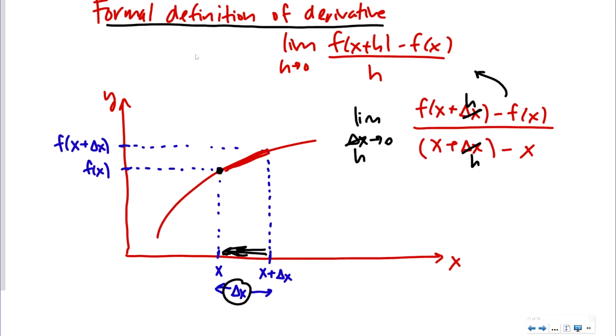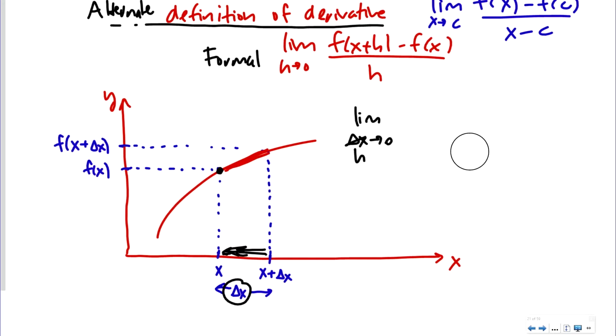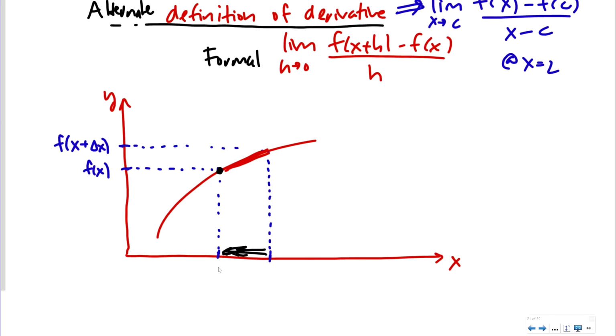The other formula you have to memorize is called the alternate definition of a derivative. So it's very similar, and remember, this one's the formal one. The alternate one is the limit as x approaches c of f of x minus f of c over x minus c. And here, the c is some number. So you might say, at x equals 2, I want to know the derivative at x equals 2, so c is 2. Okay, how do I do that?